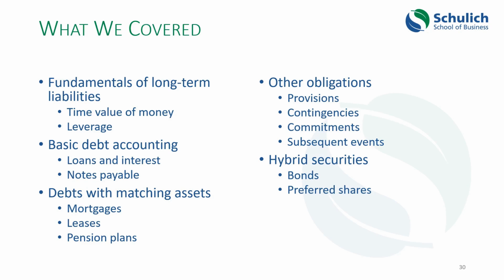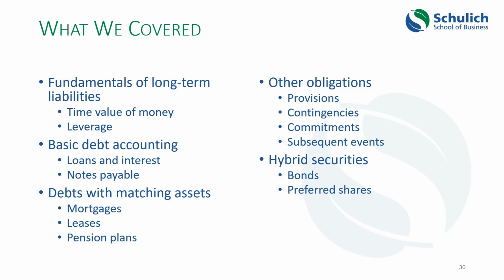We talked about notes payable and the implications for that payment that has to be made in the future. And then we talked about the various kinds of debt that have matching assets. So a mortgage on a truck or on a factory, lease payments, long-term lease payments, and pension plans where you've got pension assets versus pension obligations. We talked about all those miscellaneous obligations like provisions, contingencies, and commitments, and then that category of subsequent events, which is not really an obligation, but it's one of those things that needs to be disclosed in peculiar fashions. So I threw it into this section just for the sake of completeness.